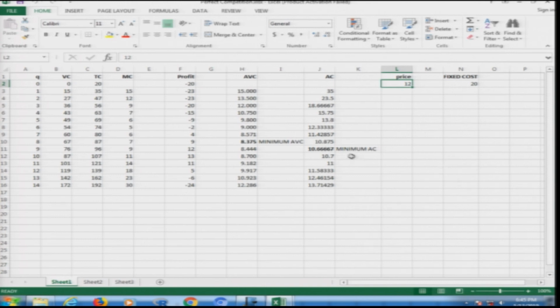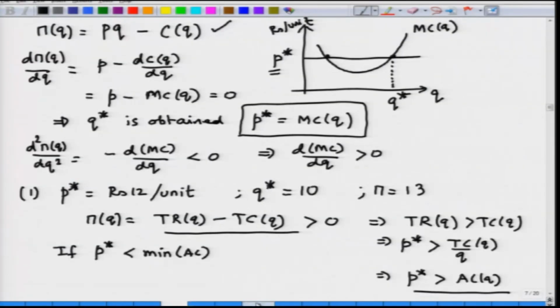Okay. Now, notice that the minimum average cost, so we have a column J where the average cost is also computed. How did we get this average cost? We had the total cost divided by Q, which gave us the average cost. The lowest average cost, or the minimum average cost, is 10.67. The price is greater than 10.67, which says that the profit is going to be positive, which is what we found. The profit was indeed positive, equal to 13 rupees.